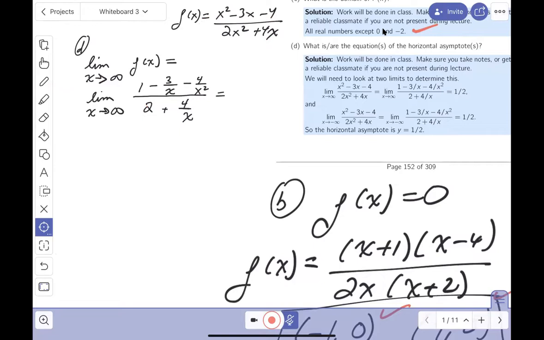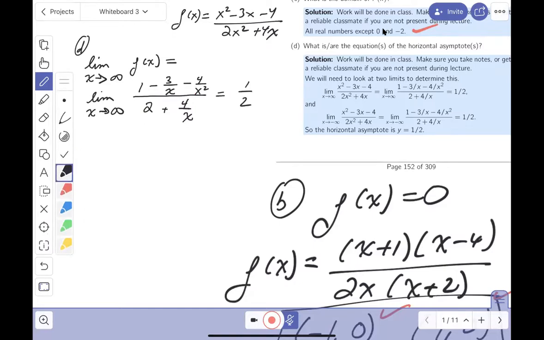Now, what's interesting about this? If you were to do that and you were dividing by a very, very large number, what would happen to these terms over here? Well, 3 divided by a very large number is very close to 0. 4 divided by a very large number squared is really close to 0. So what are you left with on top? 1 minus 0 minus 0, which we know to be 1. What do you get on bottom? 2 plus 4 divided by a very large number, which is 0. You get 2 on the bottom. So what do I get overall? I get 1 on top, 2 on bottom.